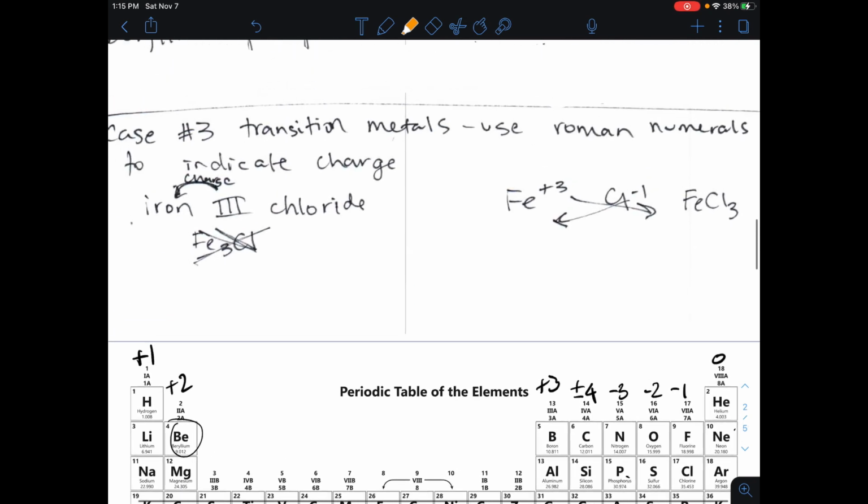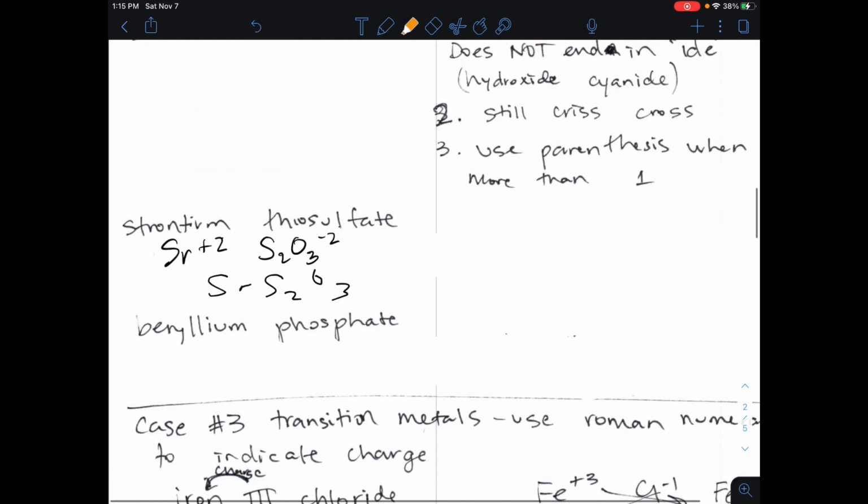So back up to here, we had beryllium, which is a +2 charge. We had phosphate, PO4, it's a -3 charge. Now something unique happens here. When you crisscross, 3 is going to go there, 2 is going to go there. But you can't just write PO42 because it looks like PO42, right? That's not going to work. So instead what you do is you use parentheses.